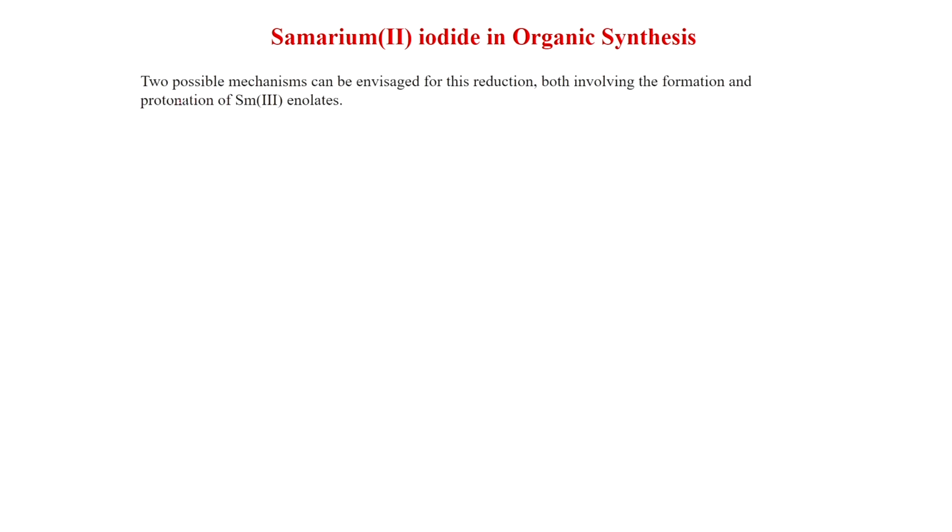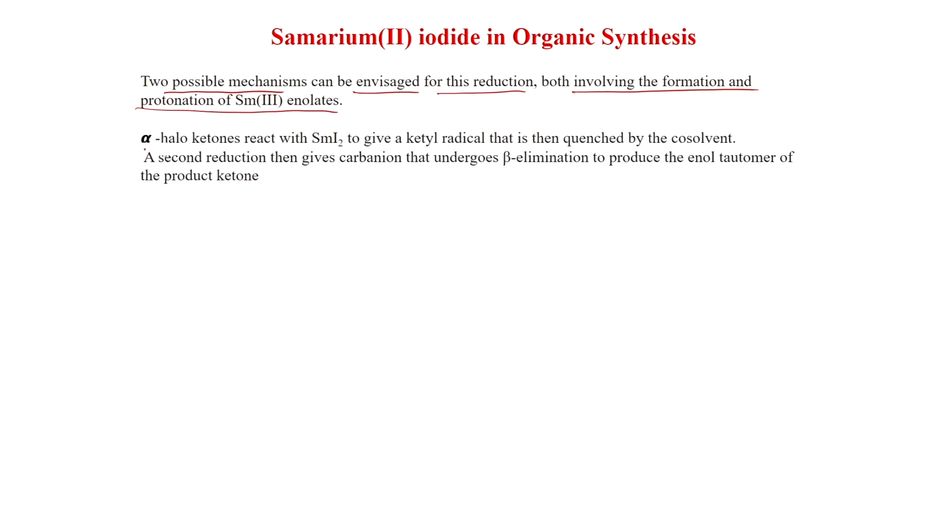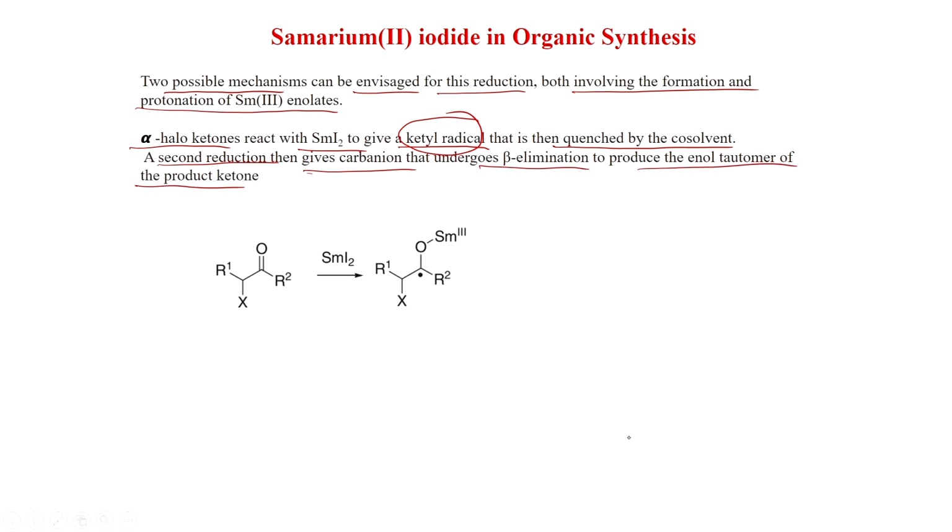Now, what is the mechanism? Two possible mechanisms can be envisaged for this reduction, both involving the formation and protonation of samarium 3 enolates. Alpha haloketones react with samarium iodide to give a ketyl radical. This is very important. Ketyl radical is formed, that is then quenched by the co-solvent. A second reduction then gives carbanion that undergoes beta elimination to produce the enol tautomer of the product ketone. So, this is the mechanism.